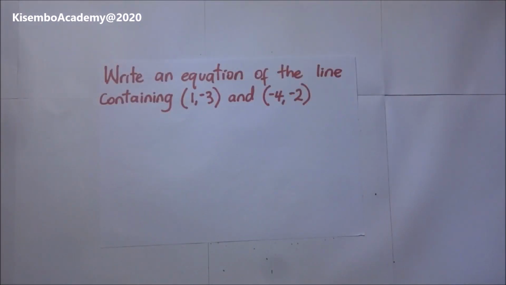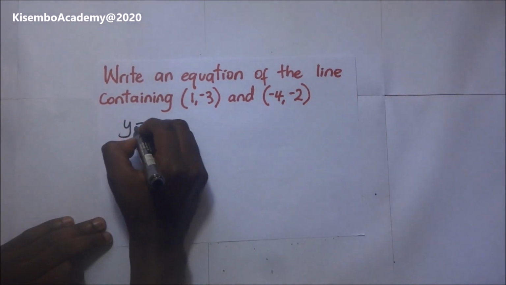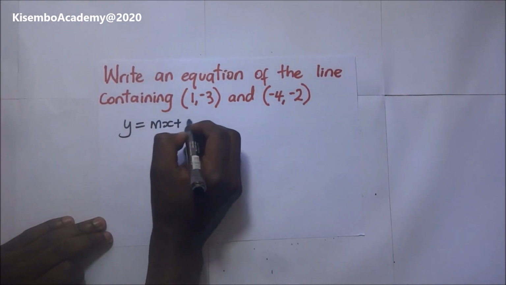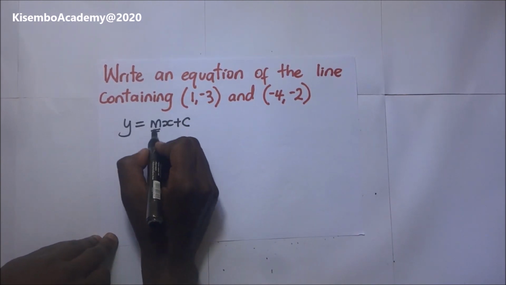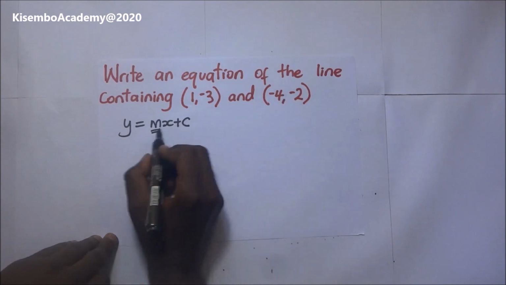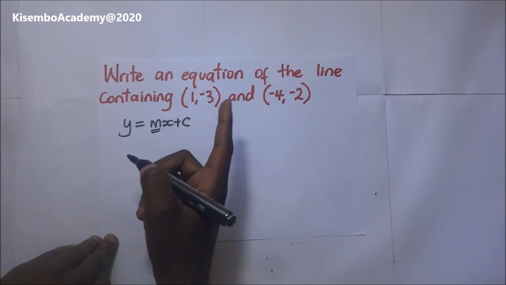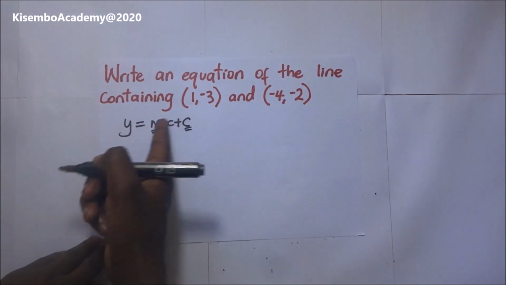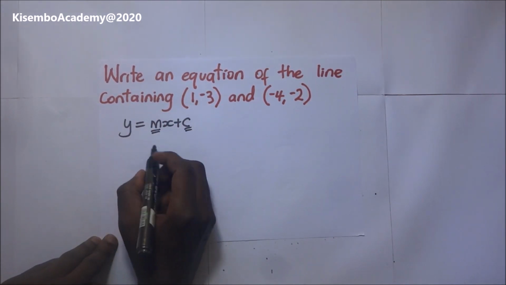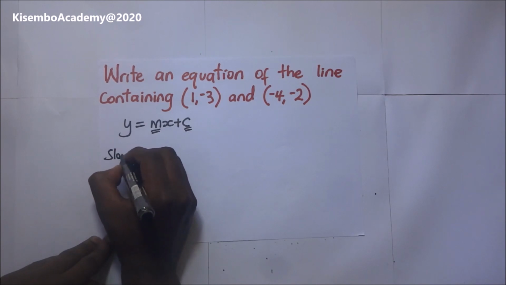In this question, they're asking us to write an equation of the line containing (1, -3) and (-4, 2). In the slope-intercept form, y = mx + c is the general form of the equation. So we first have to find the value of m, the slope. After finding m, we use one of these points to find the value of c. Then we substitute everything to get the equation. So we first find the slope.